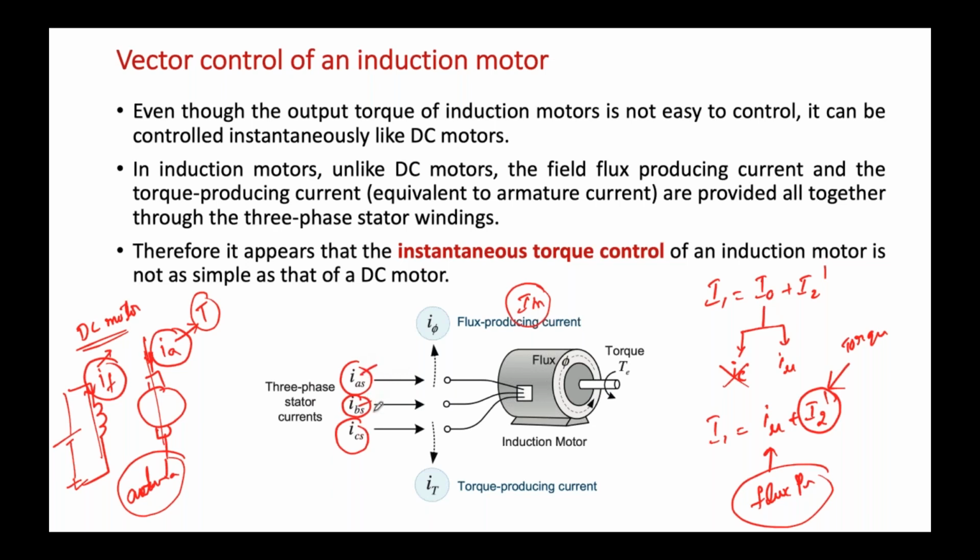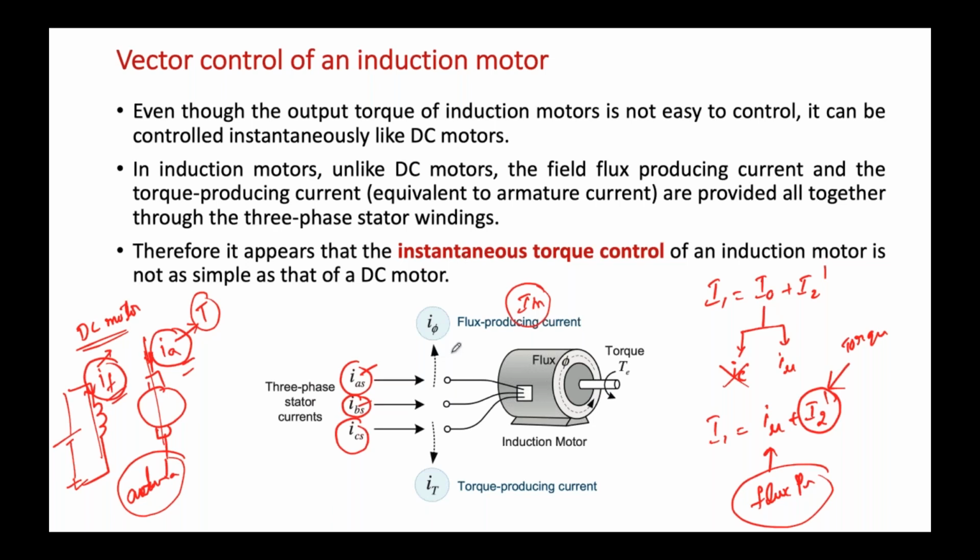Similarly, even if you take IBS also, there are two components involved in the IBS, IAS as well as ICS. Now you can think, what is the advantage of a DC motor? The field current, the flux producing component, and the torque producing component paths are separate. Both electrical paths are isolated.